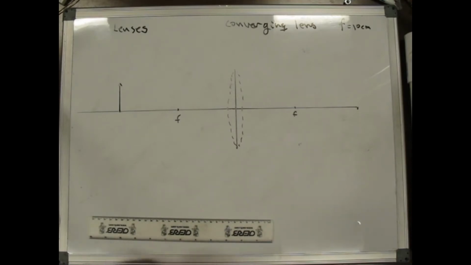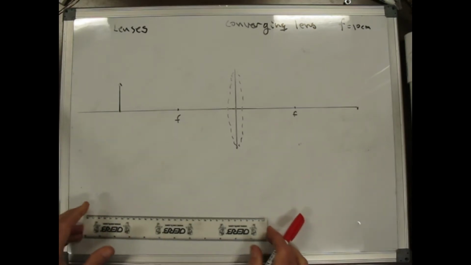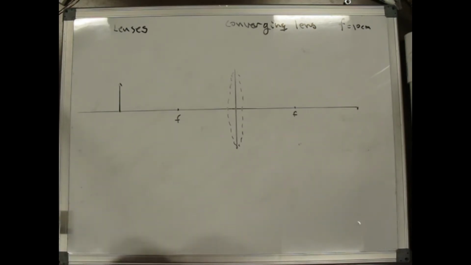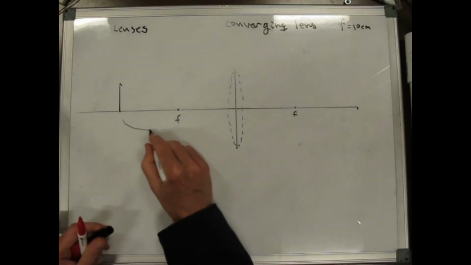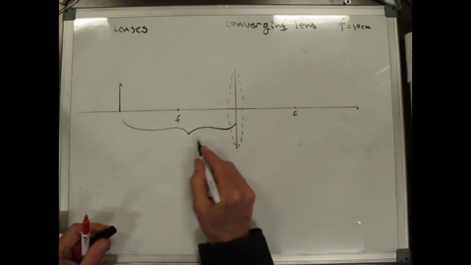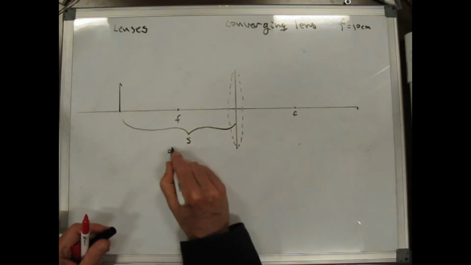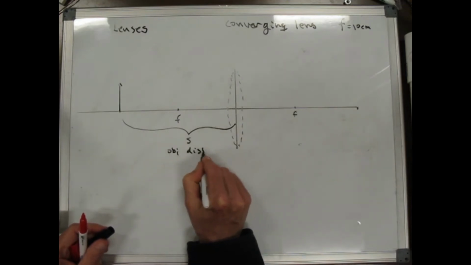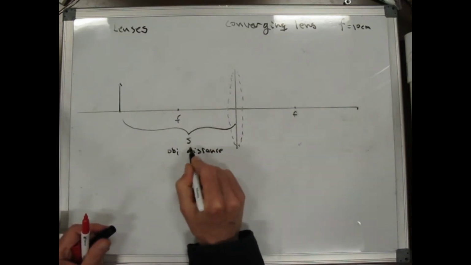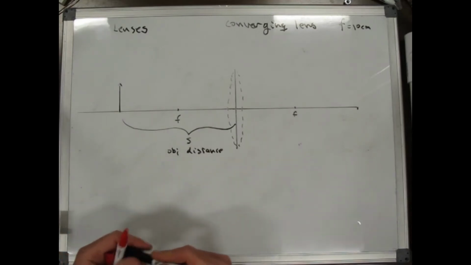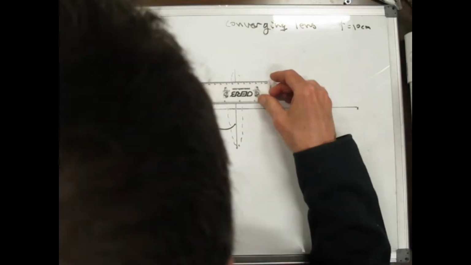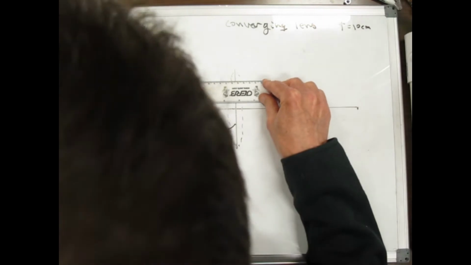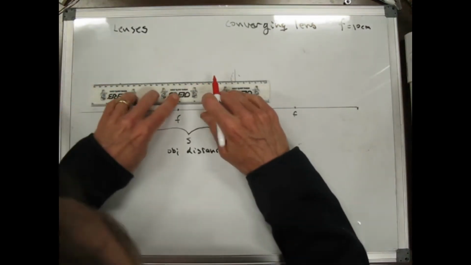Now we're going to draw principal rays and show what happens, to use this to determine where the image is. I can write a few things down here. First of all, the distance from the object to the lens is called the object distance. We give that the letter S. Drawing-wise, we can find where the image is going to be by drawing what's called principal rays.